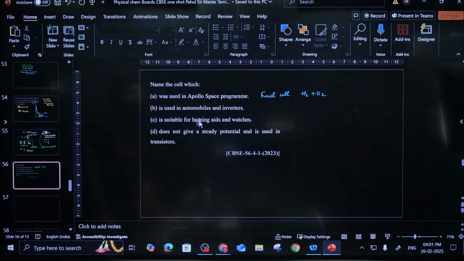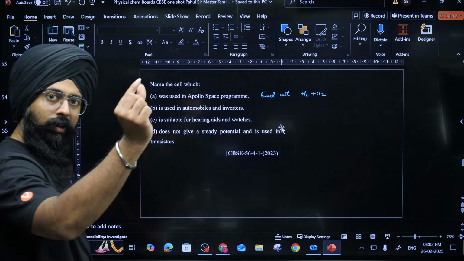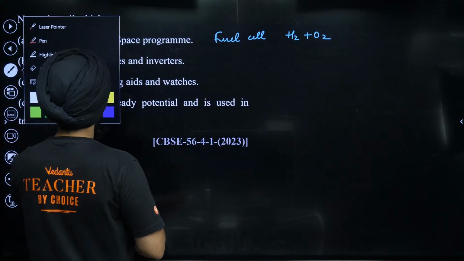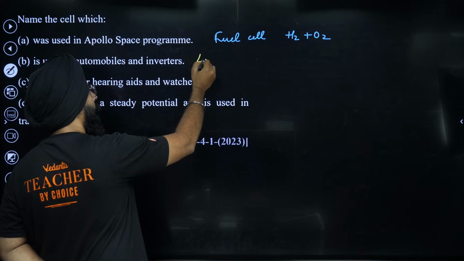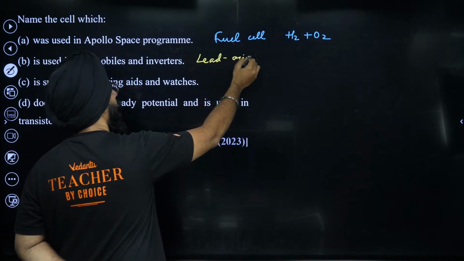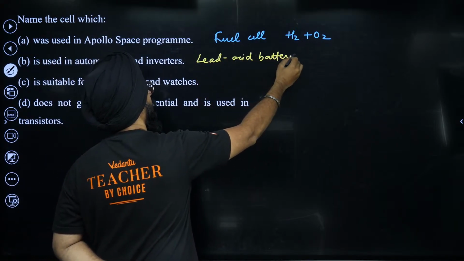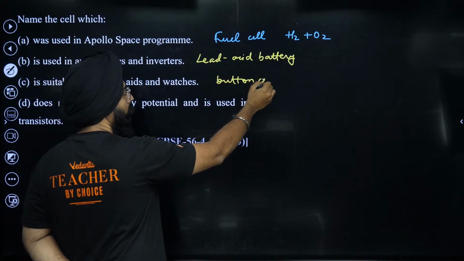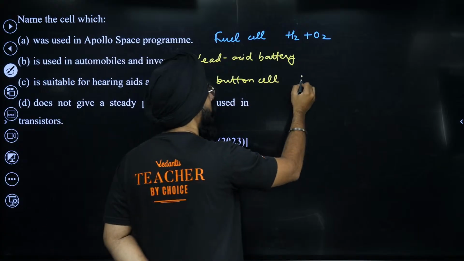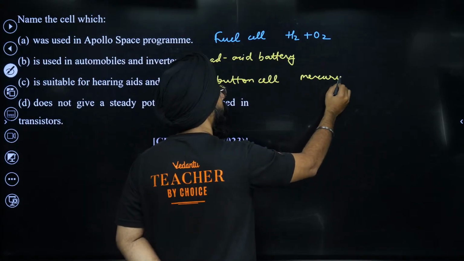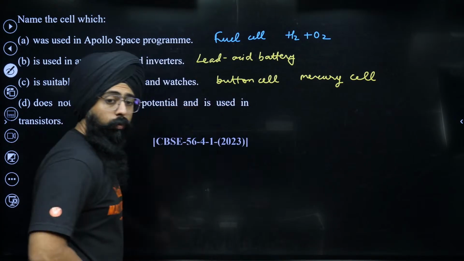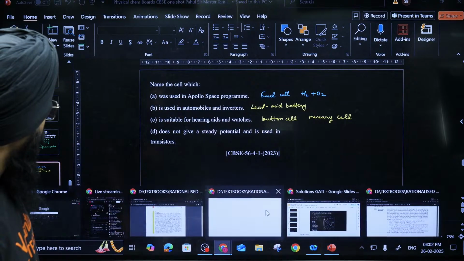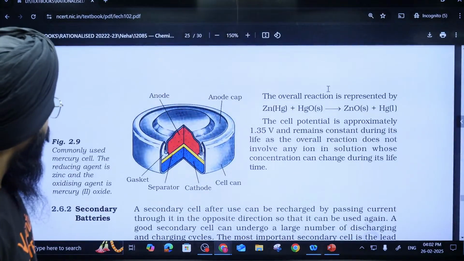Acha, what is used in hearing aids and watches? That small little button cell you have. So over here, we'll call this the lead acid battery. What about this one? The button cell you have, which is also known as the mercury cell. Let's have a look at what is there in the zinc mercury cell. Yeah, it's a very beautiful cell. There is something very special about that cell that we need to understand.